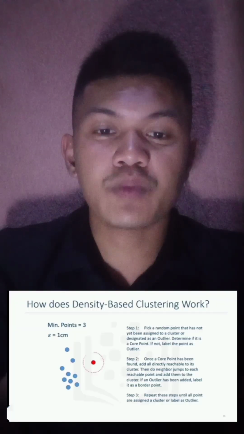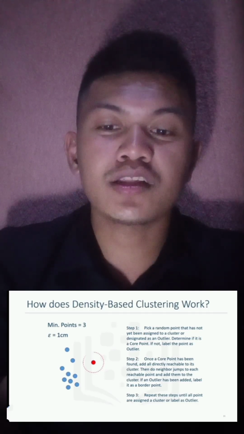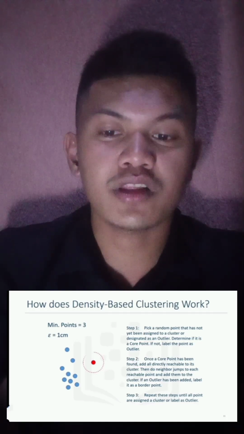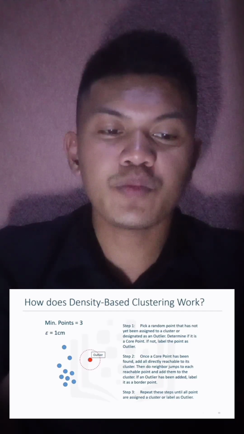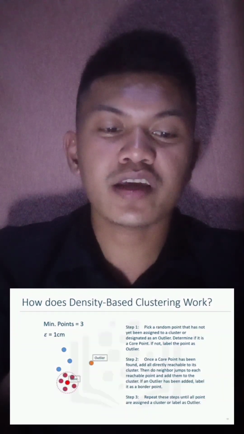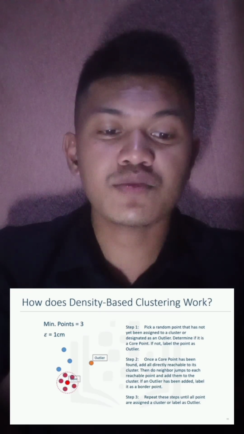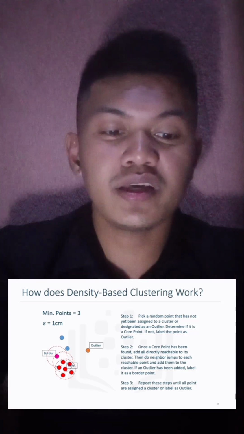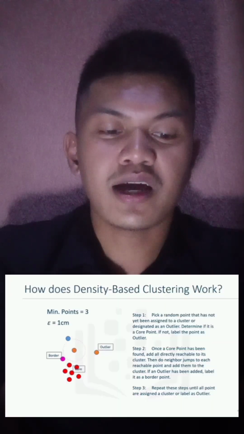Density-based clustering works by picking a random point that does not belong to a cluster or is not an outlier, and determining if that point is a core point. If not, label it as an outlier. Now, pick another point at random and determine if it is a core point. If it is a core point, then all of the directly reachable nodes are assigned to the cluster. Then jump to all reachable points and add them to the cluster. Keep finding neighbors until you're unable to. At this point, they will be labeled as a border.